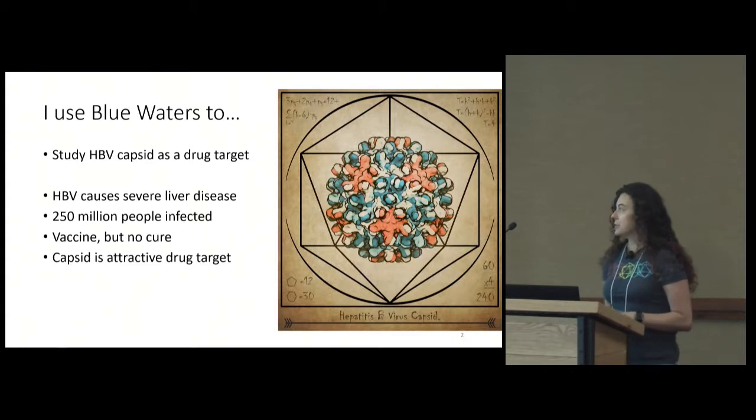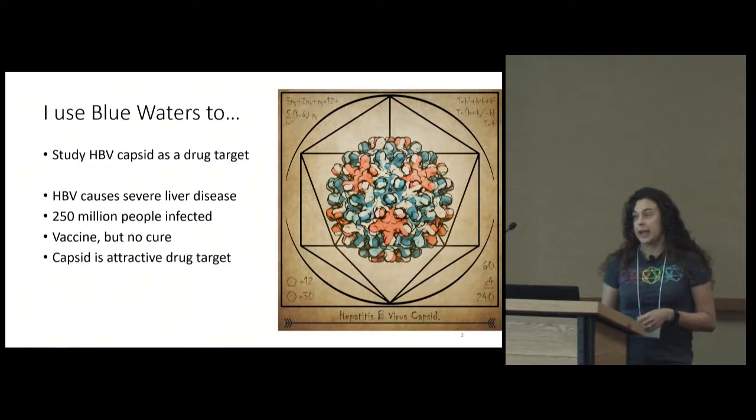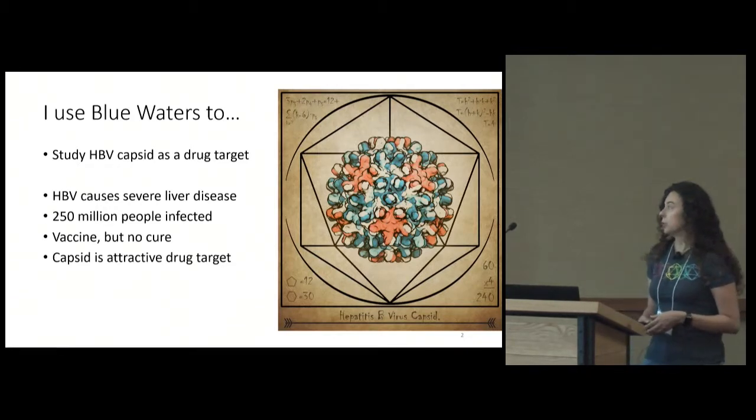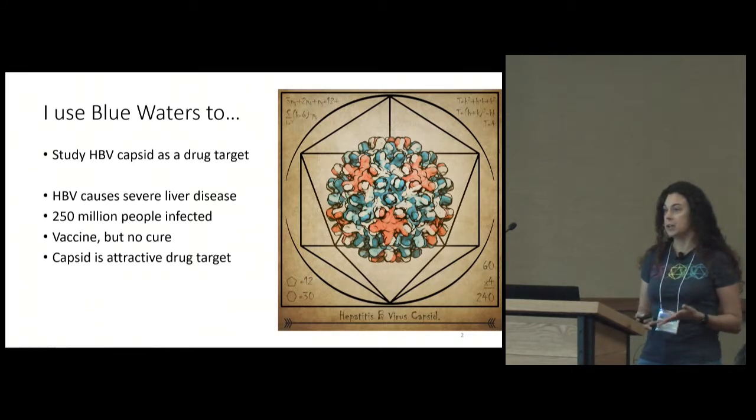So hepatitis B virus causes severe liver disease like cirrhosis and cancer, and 250 million people worldwide are affected by this. There's a vaccine that can prevent the virus, but we don't have a cure for this population of people who already suffer from chronic infection. So we're really interested in developing new ways to inhibit the virus.